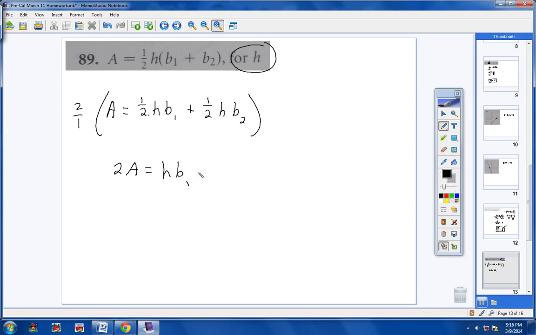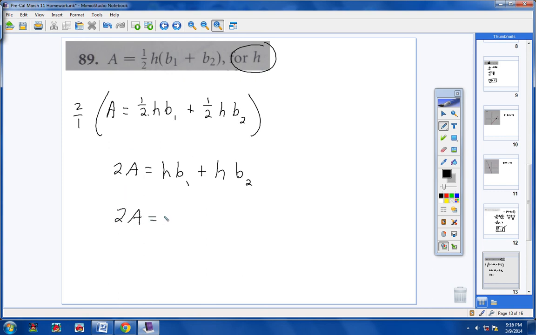You don't need to put the 1 in front of the h if you don't want to. 2 over 1 times 1 over 2 is 1hb subscript 2. You don't need to put the 1 if you don't want to. Now, we're solving for h, so notice I have all of my h terms on one side and all my other terms on the other side. So we're looking pretty good.